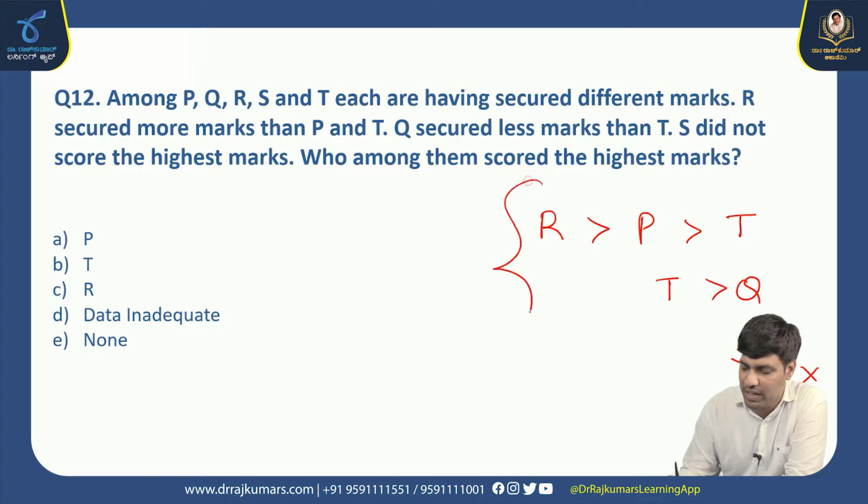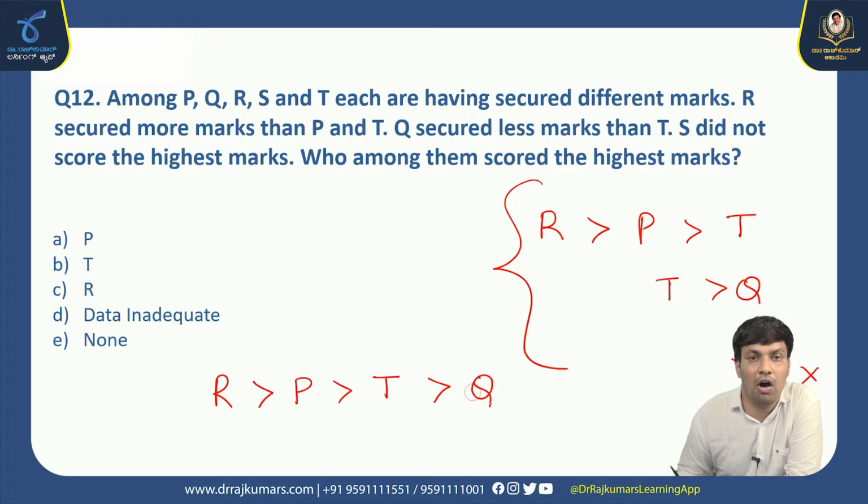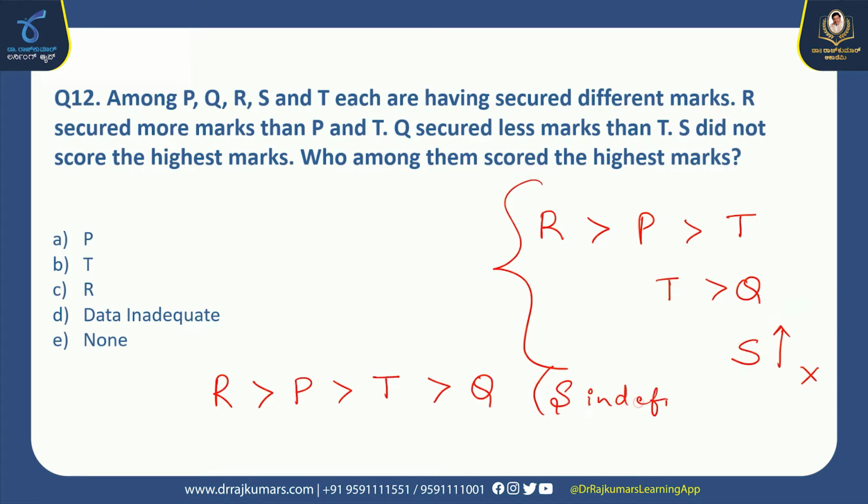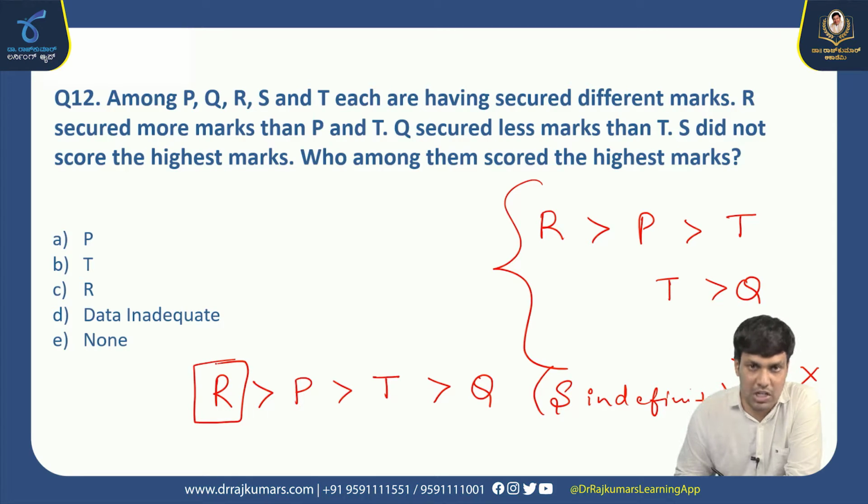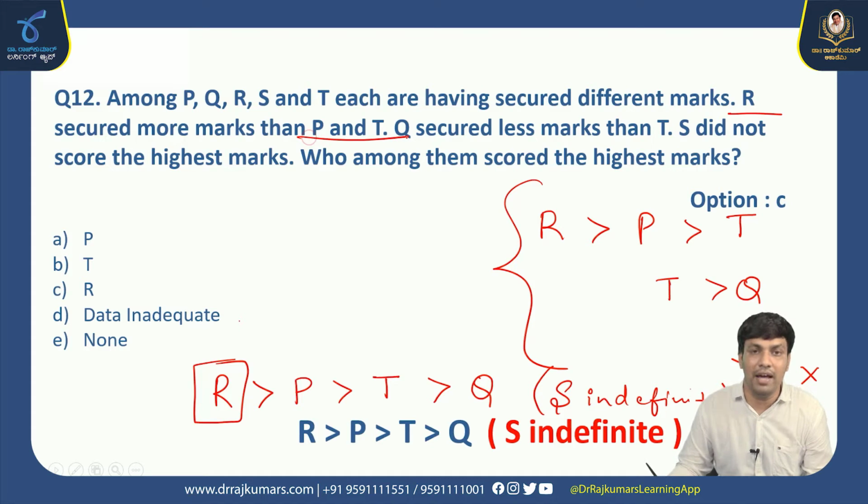From these conditions, we can clearly say that the first scorer is R, second scorer is P, third scorer is T, fourth scorer is Q. Here in this problem, the position of S is indefinite. In spite of S's position being indefinite, we can clearly say who is in the first position. R is in the first position. They have clearly shown that R scored more marks than P and T. So we can clearly say that R will be in the first position. Okay, so keep practicing the puzzles concept. Thank you.